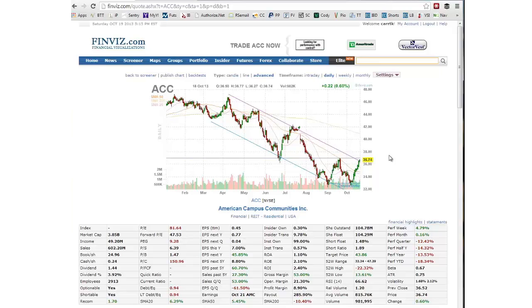Now this, you can see, is a very clearly defined W. First bottom here in September, a nice clean pivot point between the two bottoms. Second bottom here right at the same price point in early October, and then a nice strong volume push off of the double bottom. Let's look at this more closely.